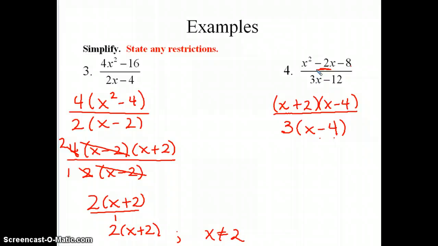Step 2 is to find the restriction. So x cannot equal 4. And now I'm ready to cancel. I'll cancel the common terms, leaving me with the final answer, x plus 2 divided by 3. The restriction, x cannot equal 4.